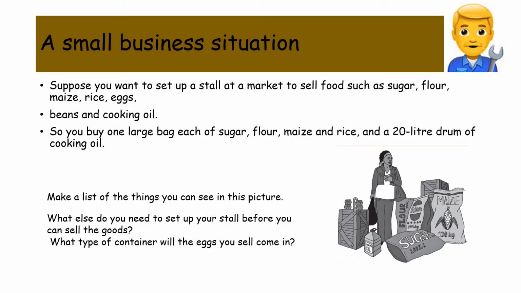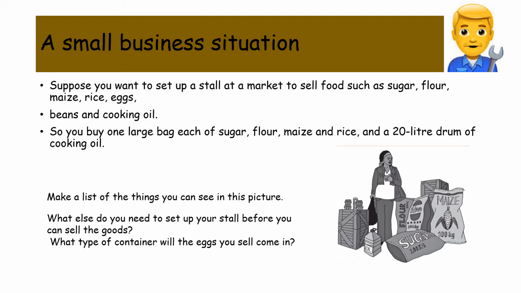We're looking at a small business situation. Suppose you want to set up a stall at a market to sell food such as sugar, flour, maize, rice or eggs, beans and cooking oil. So you buy one large bag each of sugar, flour, maize and rice and a 20-liter drum of cooking oil.